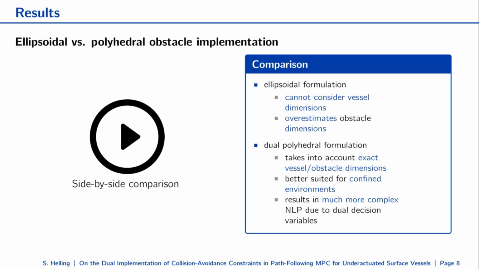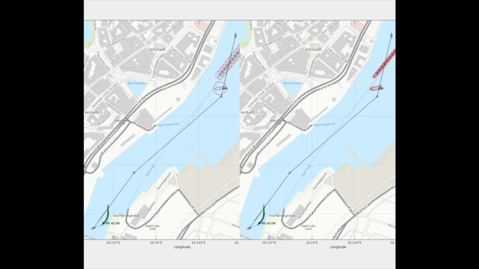Typically, obstacles are modeled as circles, or more generally as ellipses. Therefore, it makes sense to compare the dual polyhedral approach to this use case. In the following video, you will see the same scenario for an ellipsoidal and a polyhedral implementation.